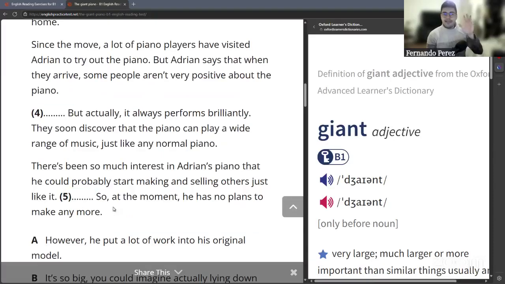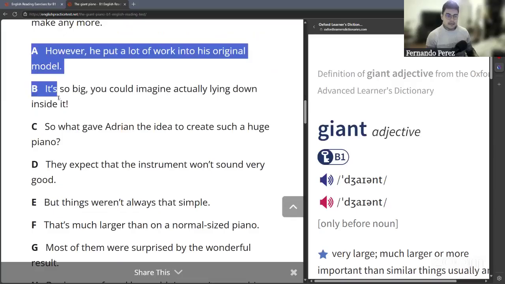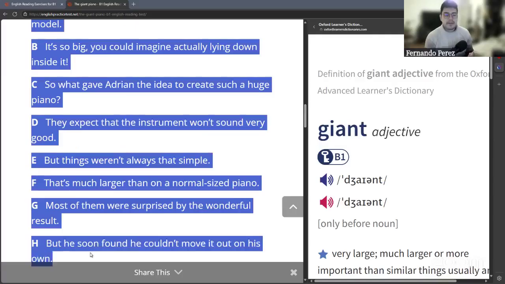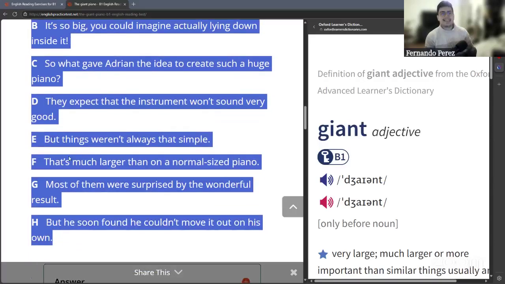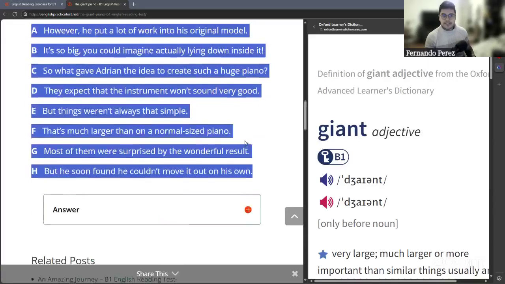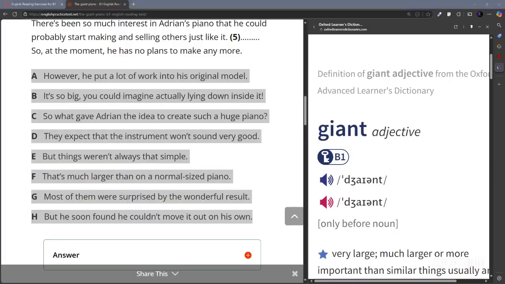You have 5 different blank spaces in the text, but you have 8 different options to choose from. You have only 5 blank spaces, but 1, 2, 3, 4, 5, 6, 7, 8 options. Do you understand the situation? Yes. Cool. Do you remember this exercise in the exam?